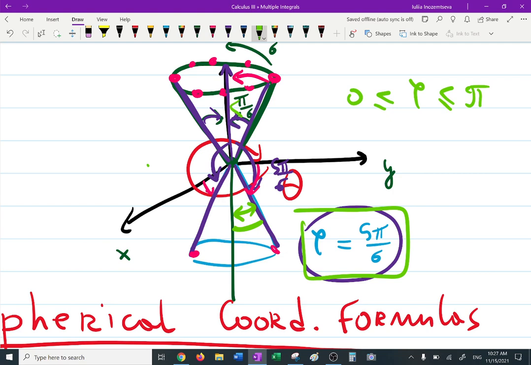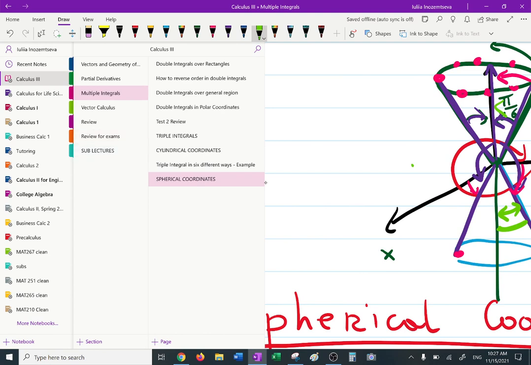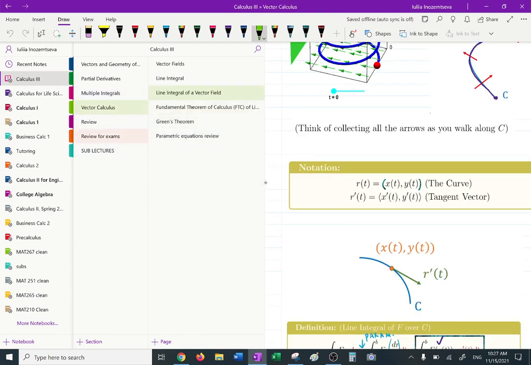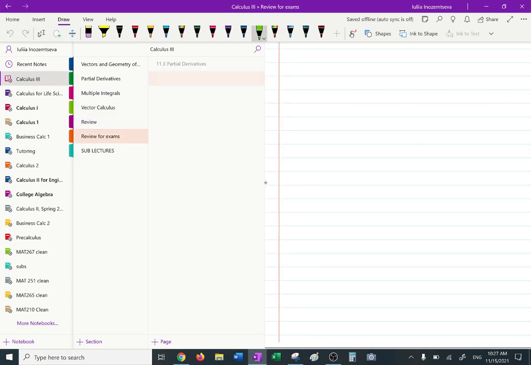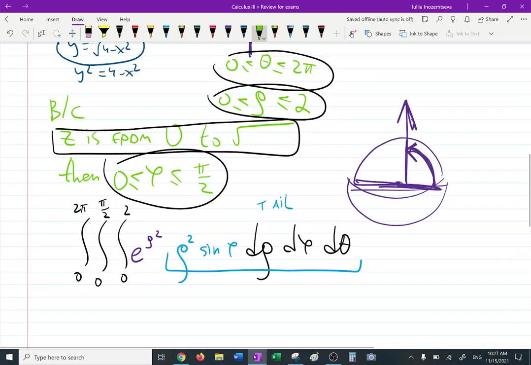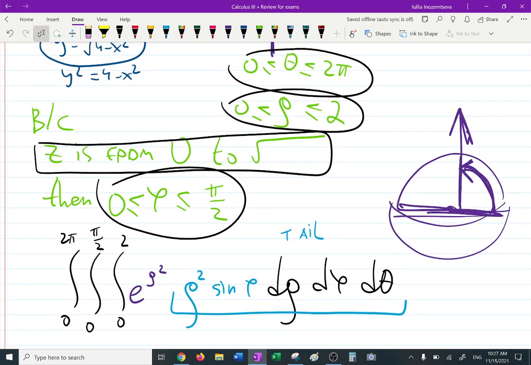Can you go back to the example that you showed? Where are we? Here. Yes. Okay, good. So I'm so confused on why that's 0 to 2 and 0 to pi over 2.